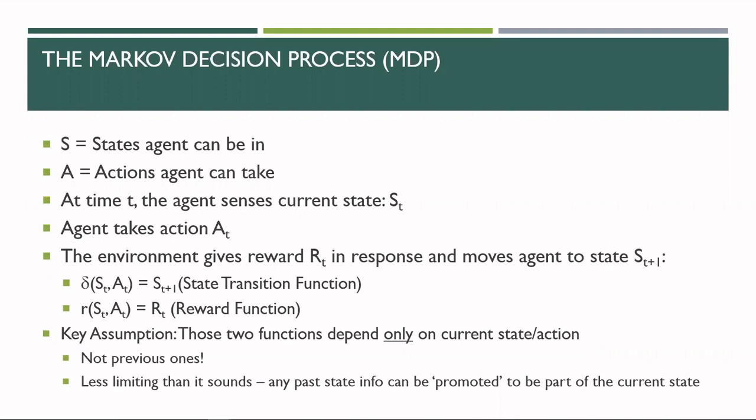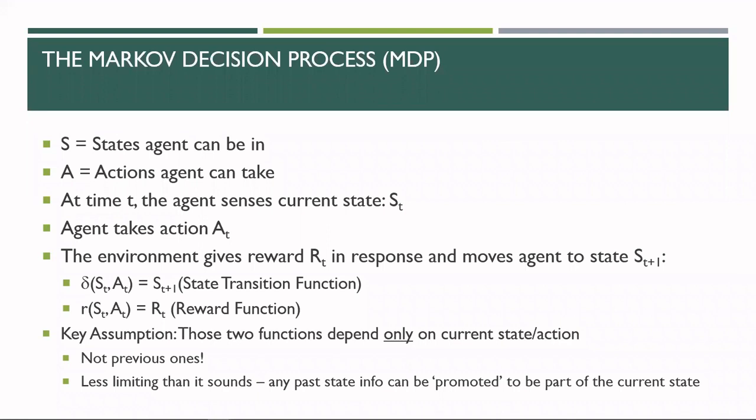So like in the example that we'll use again, a grid of 9 spaces, it's got 9 states it can be in. Okay. It's a set of actions that can be taken. So up, down, left, right, maybe. And then at time t, the agent senses a current state, which we'll call S_t. So that's the state at time t, takes an action, so we'll call that A_t, or action at time t. The environment gives us a reward in response, and then moves the agent to a new state, which would be state S_t+1, because now you're one time slice forward, if you will.